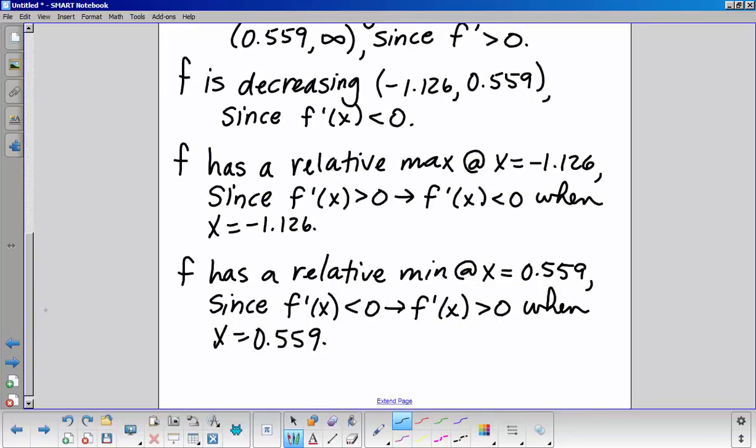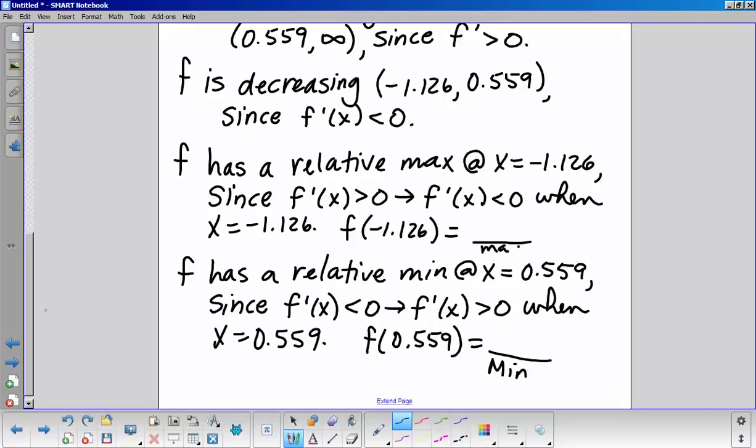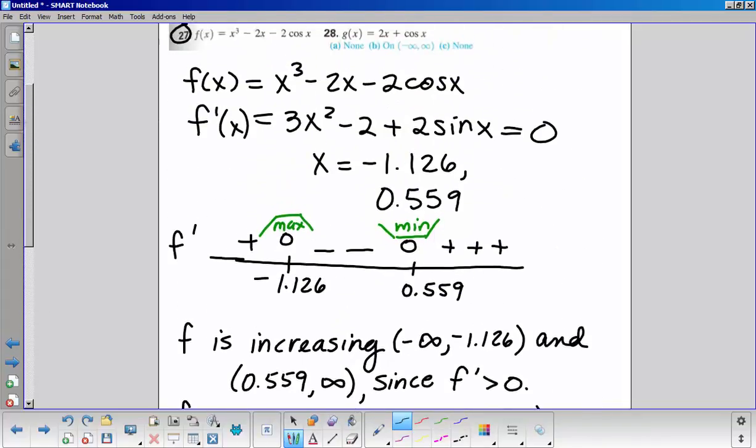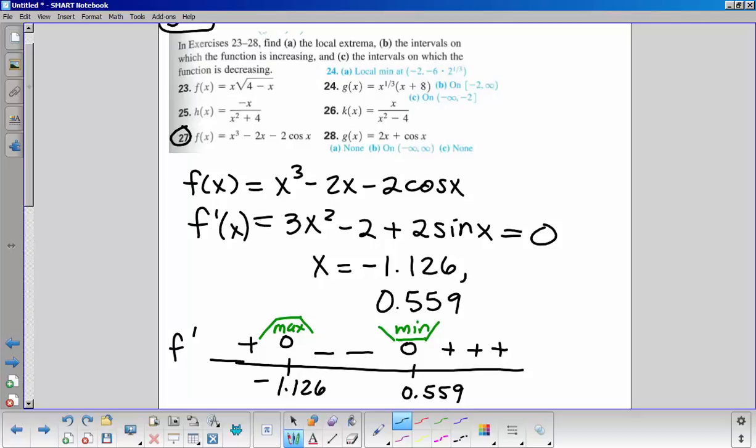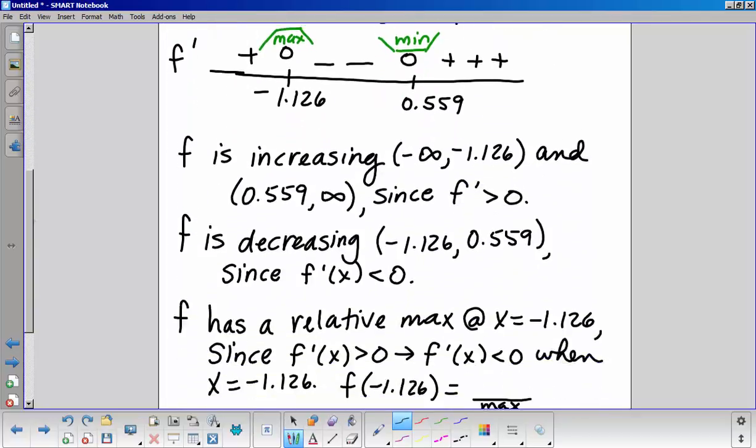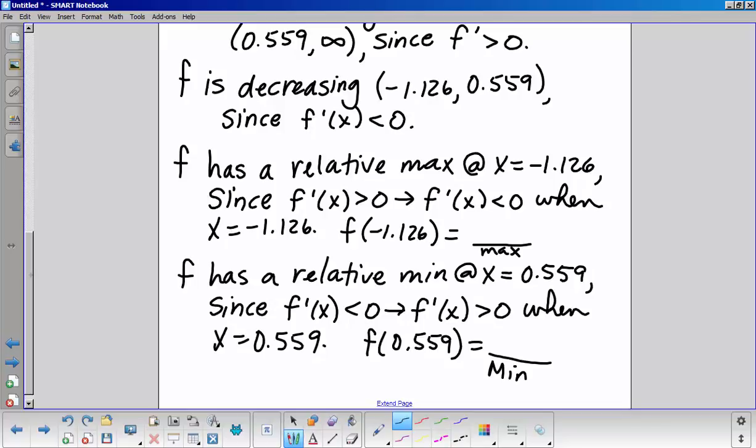Now, if I wanted to know what the actual values are, what would you do? You would say the max would be f of -1.126, and you would say f of 0.559, and that would give you the actual maxes and mins. It says find the extrema, so I would give it as a point. Do you have that in y equals? If you have it in y equals, then we can do y1 of negative 1.126 right now.